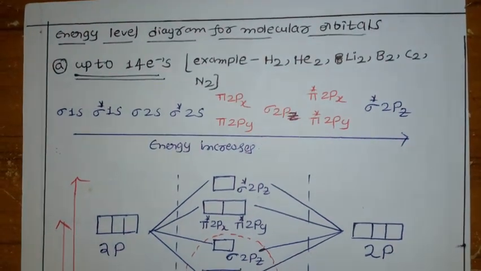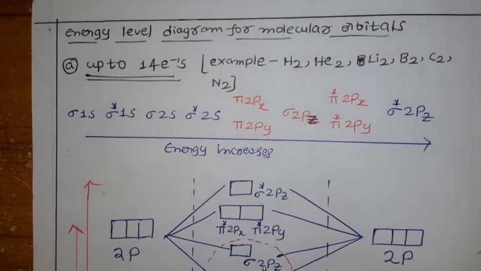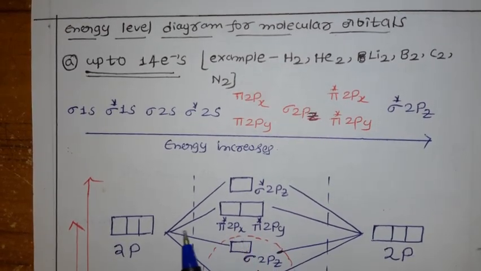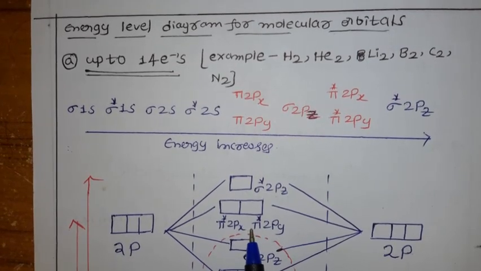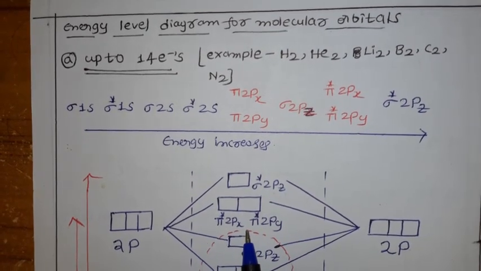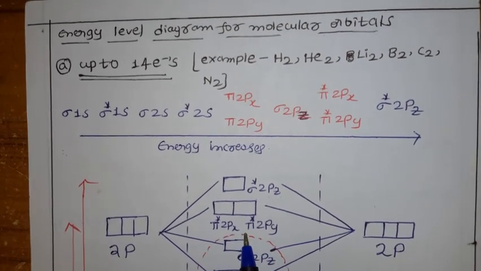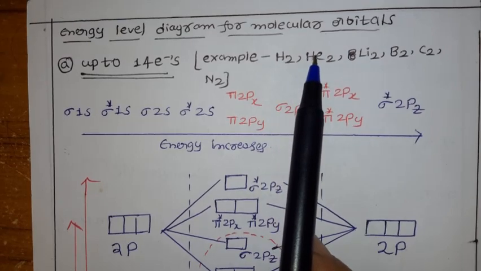Hello students, last class we discussed molecular orbitals, MO, and certain features. In that we discussed how many types of molecular orbitals are going to form and how they are going to form. Now let us discuss the energy level diagram for molecular orbitals.